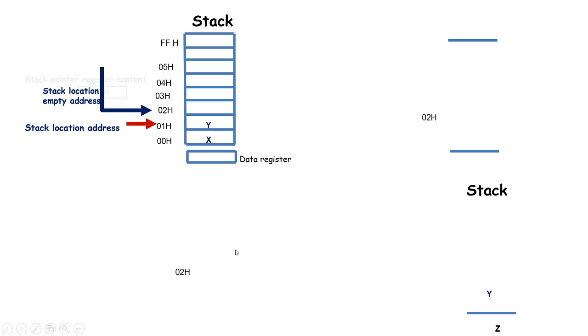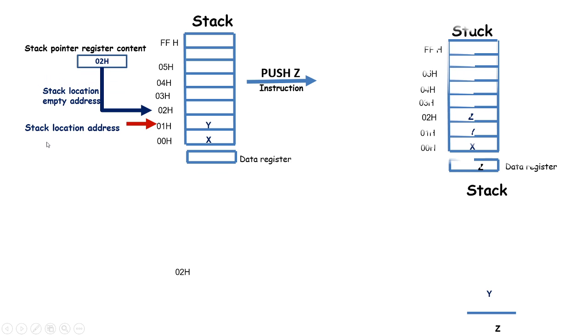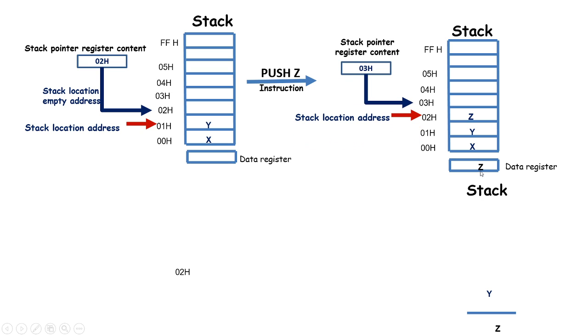Now how is the stack operation executed? This is our stack data register. Whatever the stack pointer address is, that content goes to the data pointer register. Suppose we execute a push Z instruction. After execution, the Z register data will be transferred to the stack. Initially the stack has top address 02H, and there the Z data will be stored on the stack, and the stack pointer is incremented by 1. So this is the new address of the stack, 03H.